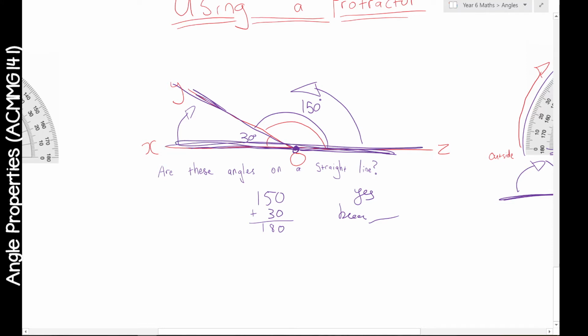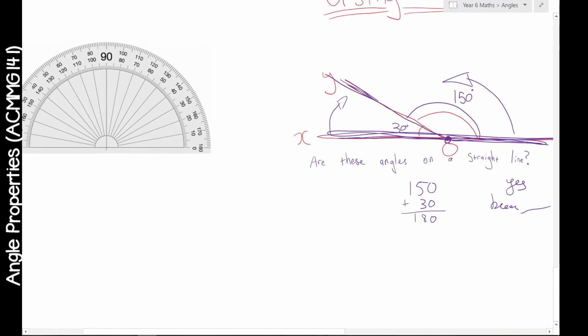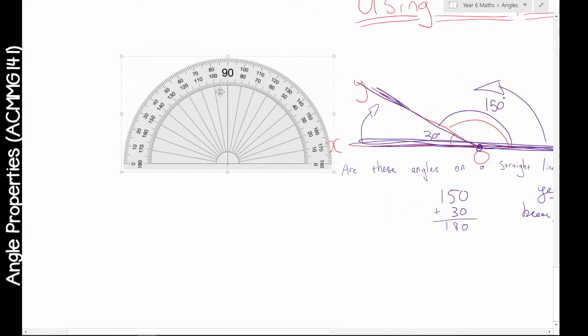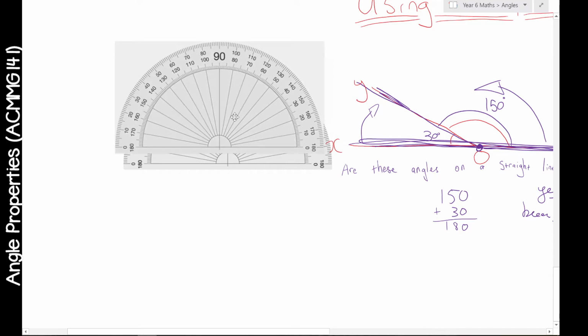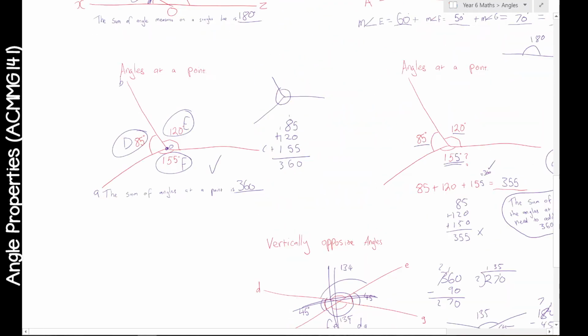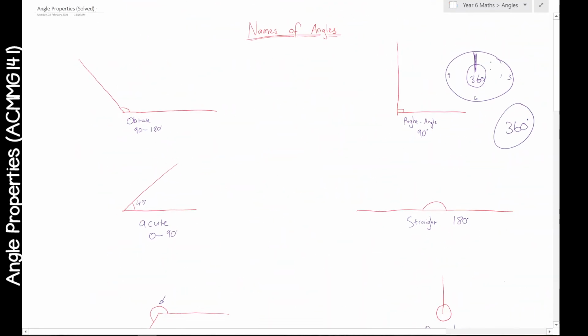Hopefully that makes sense. If you have any questions, just ask me, and I'm sure I'll be able to help you. Remember, practice makes perfect, so it's always good to keep practicing using the protractor, because it's a pretty tricky skill to learn. And another pro tip is it's always a good idea to remember back to your angle names.